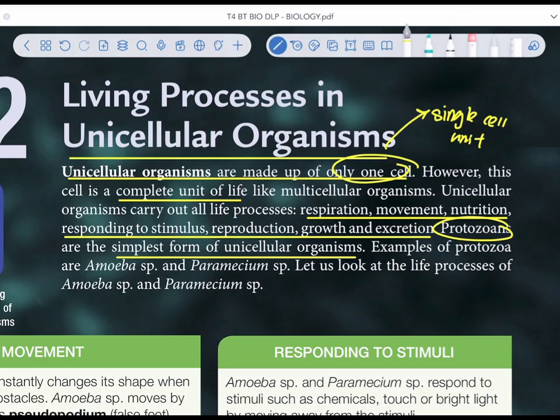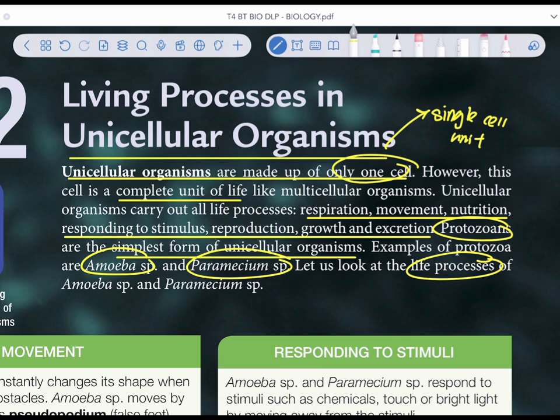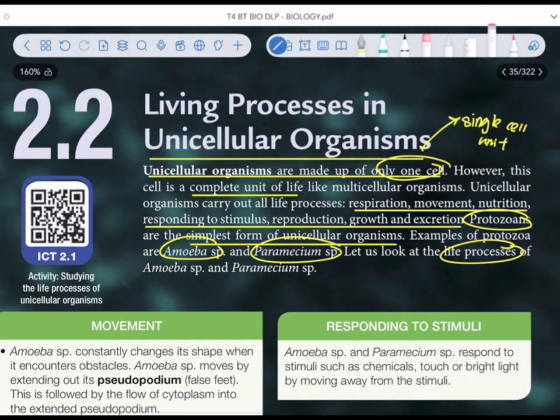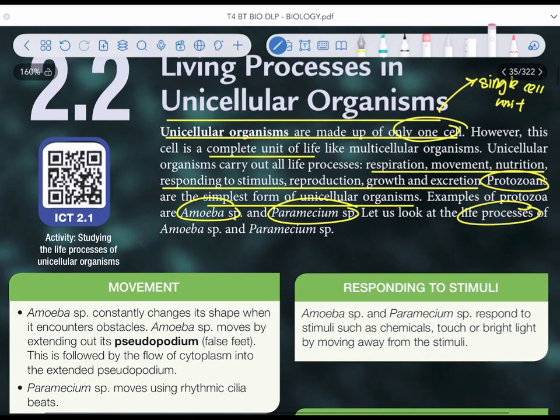So the examples of protozoan are Amoeba species and Paramecium species. So in this subtopic, we are going to look at the life processes that I mentioned just now, which are respiration, movement, nutrition, reproduction for Amoeba species and Paramecium species. So for your information, Form 4 and Form 5 students, you need to know that only these Amoeba species and Paramecium species are included in your syllabus. So you must study it well.